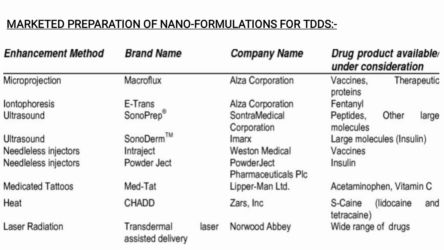Marketed preparations of nanoformulations for TDDS, like microprojection: brand name is Macroflux, company name Alza Corporation, and drug products available in that are vaccines, therapeutic proteins, etc. Iontophoresis method, E-Trans: brand name is E-Trans, Alza Corporation is the company, and drug product available is fentanyl. Then needle-free injectors: brand name is Intraject, company name is Western Medical, and drug product available is vaccines.